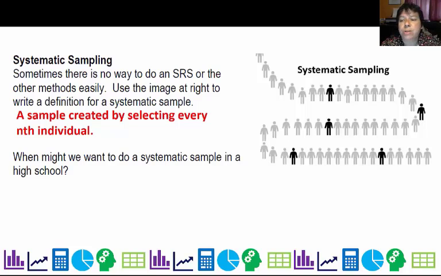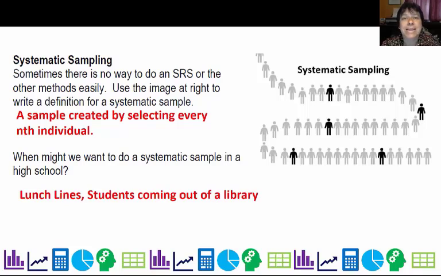When might we want to do a systematic sampling in a high school? Well, lunch lines is a perfect example. You can also get students coming in and out of a certain area, so like the library would be a great place to do a systematic sample. Now, how do we do it? Where's the randomization involved? Because if I say every 10th, doesn't that automatically tell me who I'm sampling? Well, there's still something we can randomize.